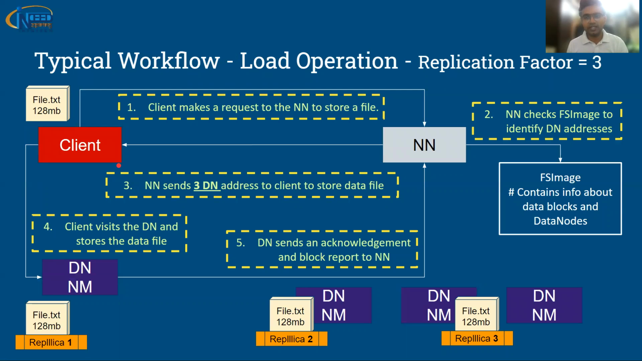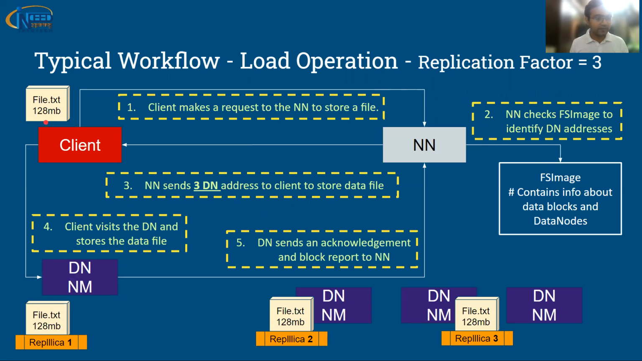Here we are seeing the replication factor first. So this file.txt is 128 MB. That means only one block will be created for this particular file. And step 1 is client is making request to the name node. Name node is checking the FS image, but this time name node is aware that I need to send 3 addresses to the client because total 3 copies of the same file, same block needs to be stored in the data node. So name node is sending as a step 3 data node addresses.